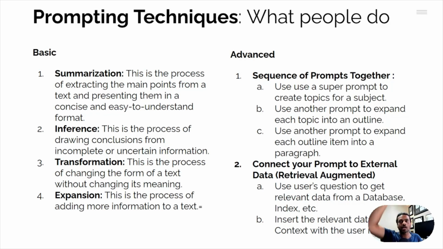A super prompt would be: create topics on a subject. Another prompt would say take these topics, make an outline. Another prompt would say expand each outline into a paragraph, right? So you can chain these things together to basically get some cool output. And then what we're going to talk about today is how to connect your prompt, which could include all the things that I just said, to external data, your database, your index, right?